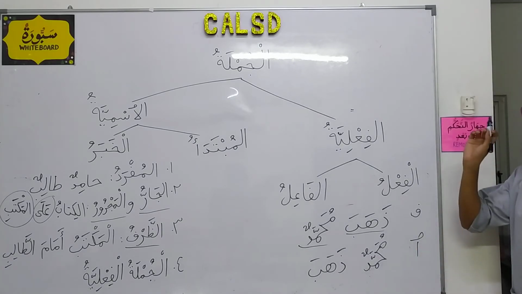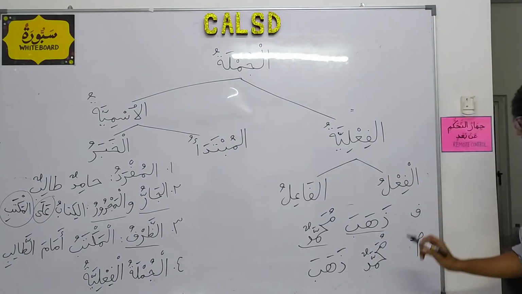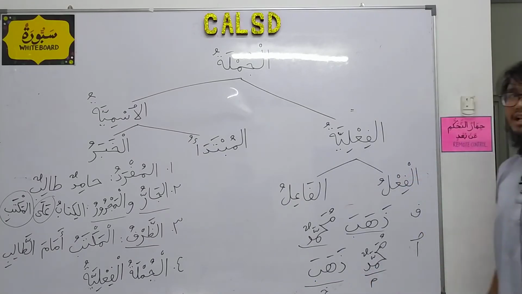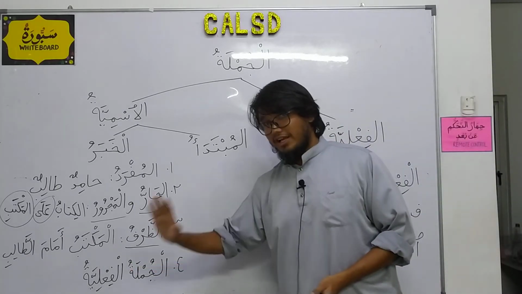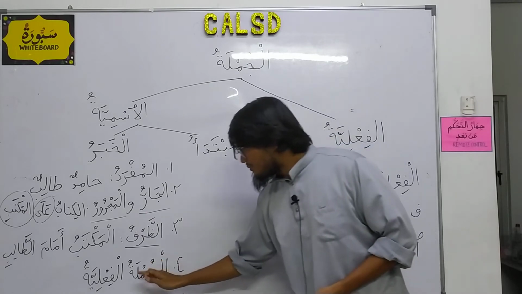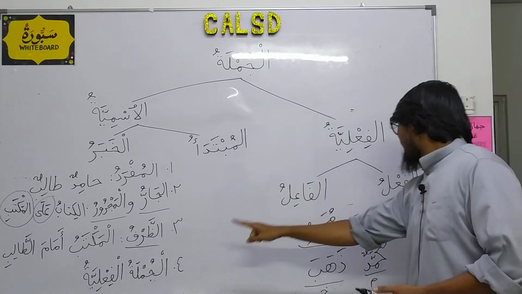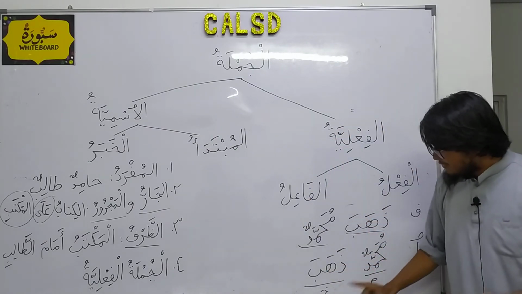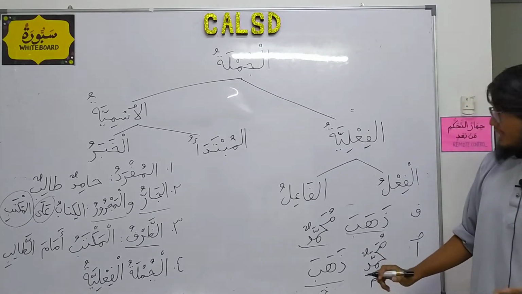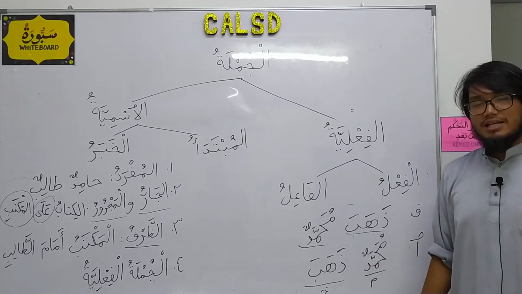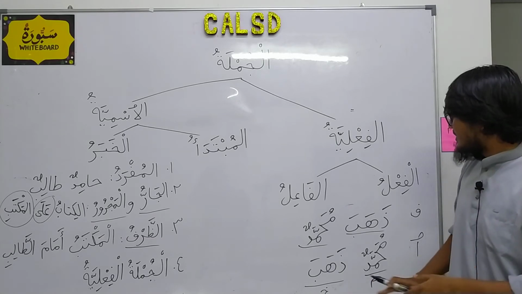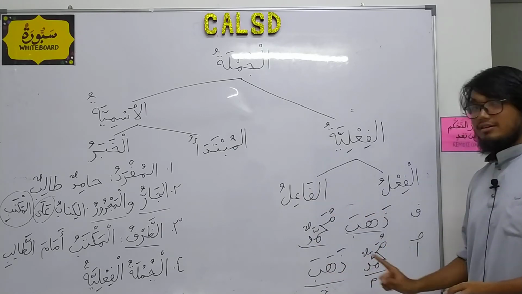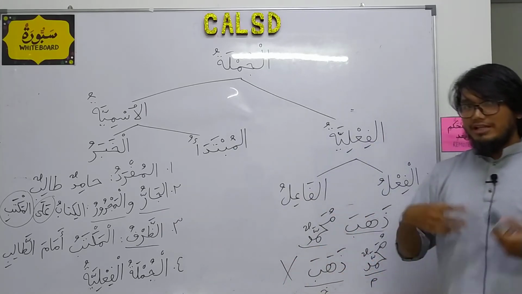Ismiyah is mubtada khabar. Mubtada khabar meaning this is the mubtada, this is the khabar. So what kind of khabar? The khabar is jumlah fi'liyah. So in jumlah fi'liyah, we come back to this. For every jumlah fi'liyah, there is a fi'l wa fa'il. So when we say that, where is the fi'l, where is the fa'il? People will always say, or the students I meet, not everyone, the fi'l is dhahaba, and the fa'il is Muhammad, which is wrong.